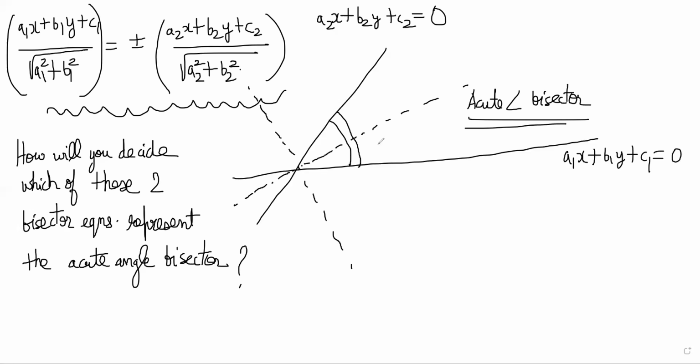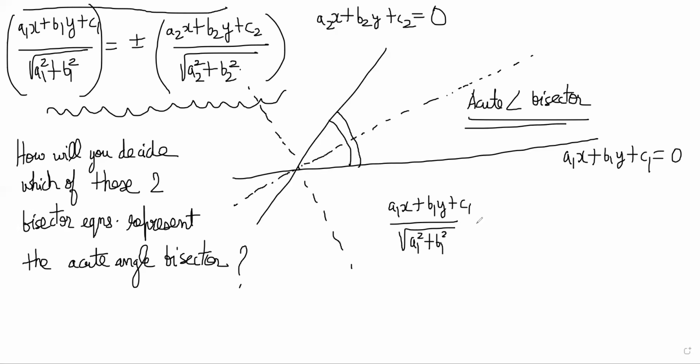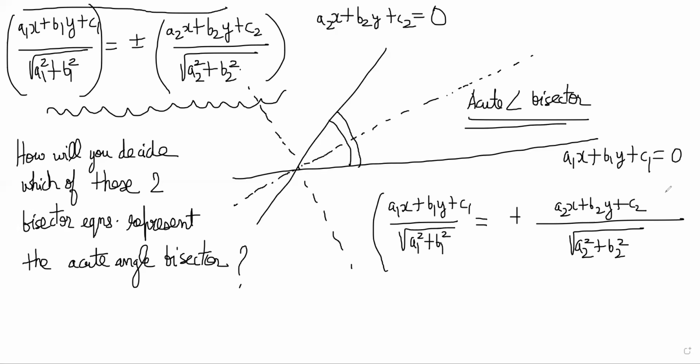So what you can do here is, let's say we have one of these equations. Take any equation, like take the plus sign, for example. a1x plus b1y plus c1 by root over a1 square plus b1 square is equal to plus a2x plus b2y plus c2 by root over a2 square plus b2 square. If we take the plus equation, right now we don't know whether this one is the acute or the obtuse bisector. That is what our confusion is, right?